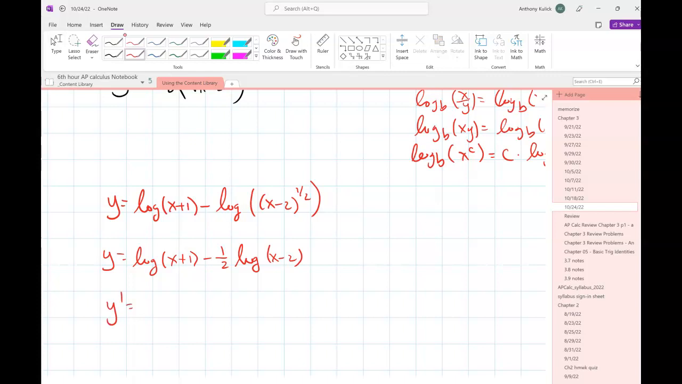So the derivative of log of x plus 1 is a chain rule. So the derivative of the outside is going to be 1 over the inside times the natural log of 10. Very good. The base for log, if there's no base written, is considered to be 10. And then this times the derivative of the inside, which is 1. Okay. And then the same idea over here.